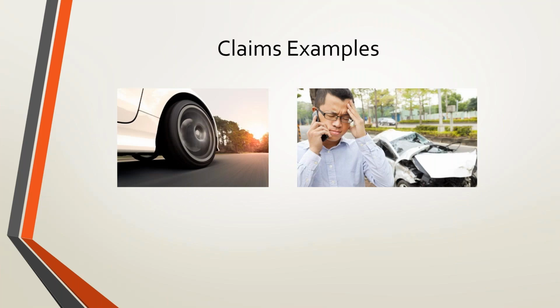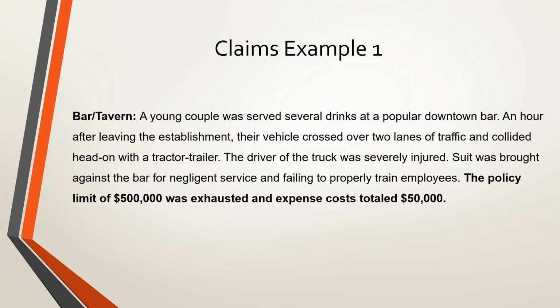So we're going to take a look at some real life examples that actually happened at USLI, and this is scary, but anything like this could happen to anybody in any state. It was a bar tavern that we insured, and a young couple were served drinks at a popular downtown bar. They had been drinking, and they decided to leave the establishment, and they crossed over 2 lanes of traffic and got into a pretty severe accident.